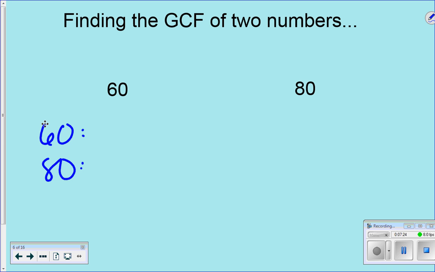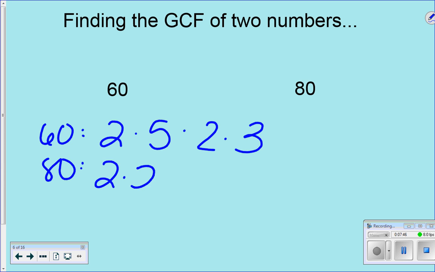All right, so 60. Who's got the prime factorization for 60? We didn't do 60. Riley, what do you got? 2 times what? Okay. Well, 6 can be broken into 2 and 3. Don't forget that. Yep. 6 is another one. What about 80? 5? Okay. Now, this is where people get confused.